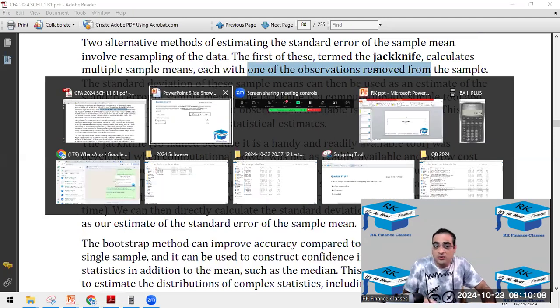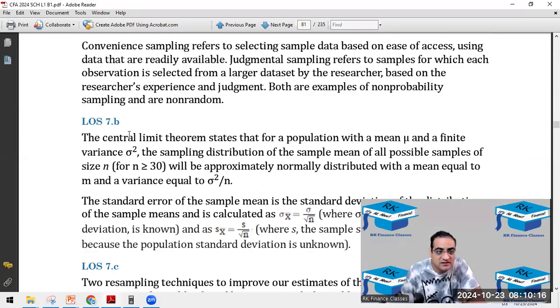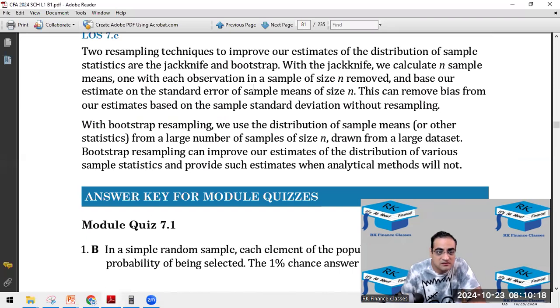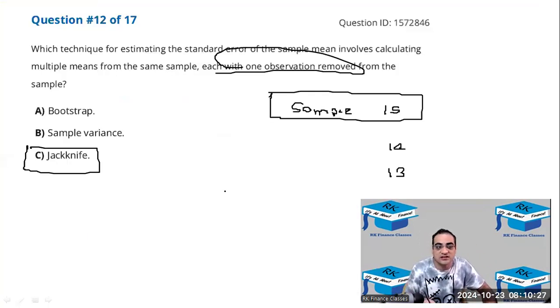Because it was there in the bold, I think it might be in the key concepts also, let me check once. So I would call it an easy question, but let me check if it is there in the key concepts. Yeah, jackknife: we compute with each observation removed. So it was a bold word and it is in the key concepts also. It was an easy question. The answer of this was C.